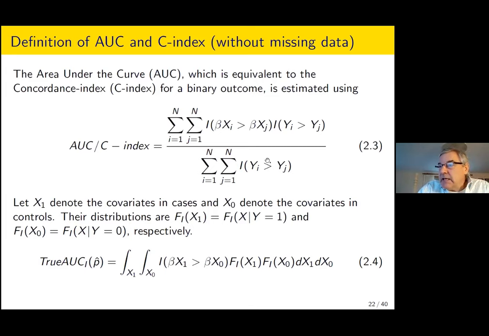Okay, so it's here, and you can also write it as something dependent on a conditional mechanism, on controls and cases, conditional on Y equals zero and Y equals one. And there's a similar concept. There is a true AUC, obtained by replacing these sums by expectations, essentially. So again, it integrates over the X distribution, integrates over the distribution of the population. And so again, the distribution of X's plays a role in what the definition is, so what quantity you're actually trying to estimate.